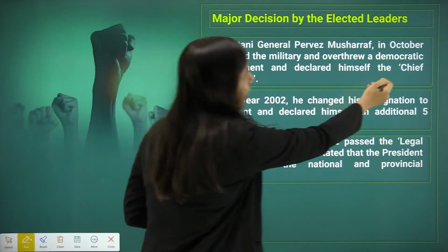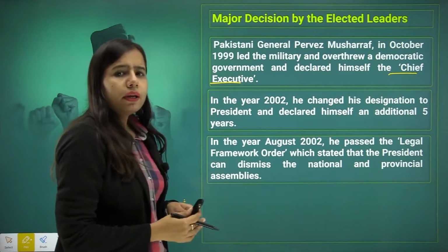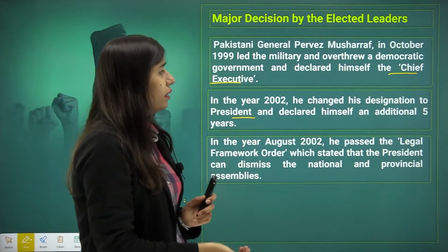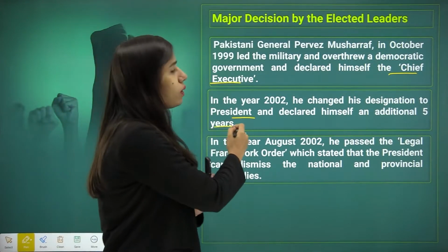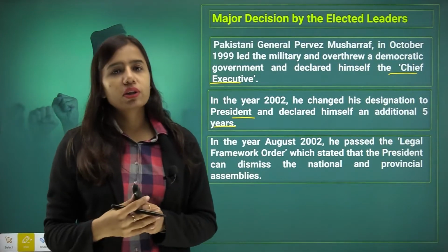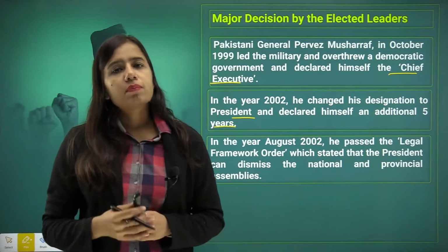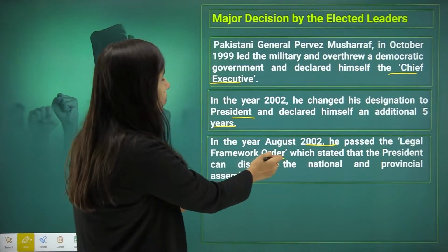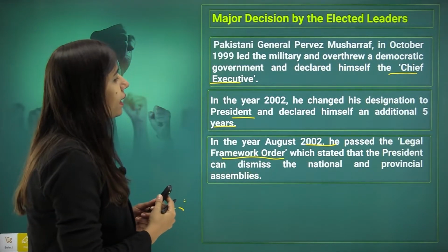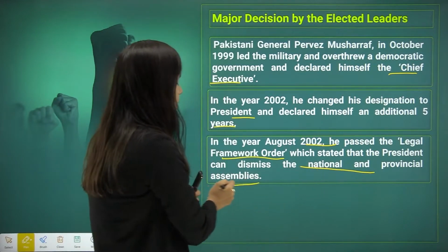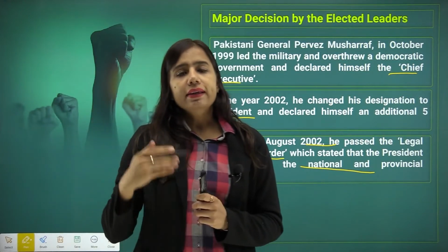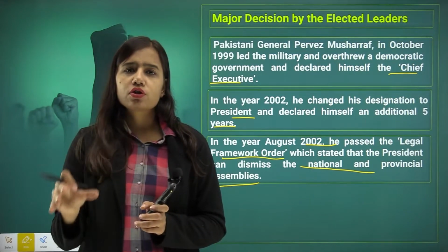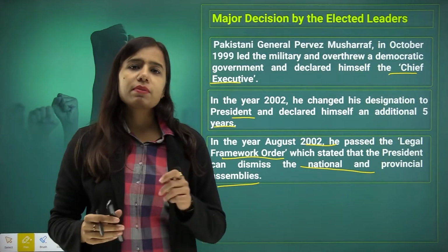Now, do you think this is correct? Do you think this is democracy? No. Then what happened in the year 2002, he changed his designation to the president, right? And declared himself an additional 5 years. तो 2002 में उन्होंने क्या किया, खुद को प्रेसिडेंट घोषित कर दिया और 5 साल का कार्यकाल अपना और बढ़वा लिया. फिर अगस्त 2002 के अंदर उन्होंने क्या किया, he passed the Legal Framework Order which stated that the president can dismiss the national and provincial assemblies. ठीक है, 2002 के अंदर उन्होंने एक लीगल फ्रेमवर्क ऑर्डर निकाला जिसके तहत उन्होंने कहा कि जो प्रेसिडेंट है, जो राष्ट्रपति है, वो नेशनल और प्रोविंशियल जो असेंबलीज हैं उनको भी भंग कर सकता है, डिसमिस कर सकता है, राइट.